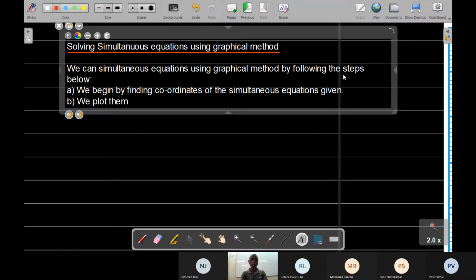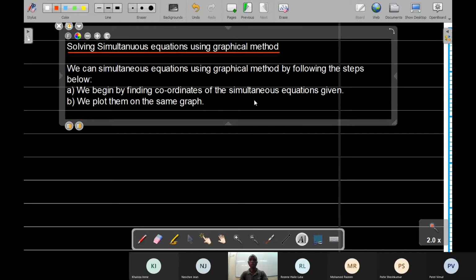We plot them on the same what? Graph. Okay? So we plot them on the same graph. We plot those simultaneous equations using the same graph paper, as you are going to see. That's what they are meaning.